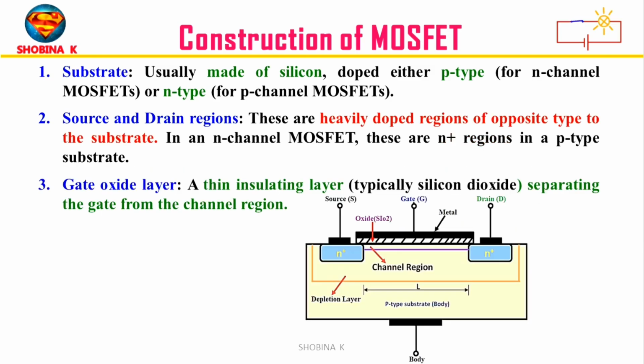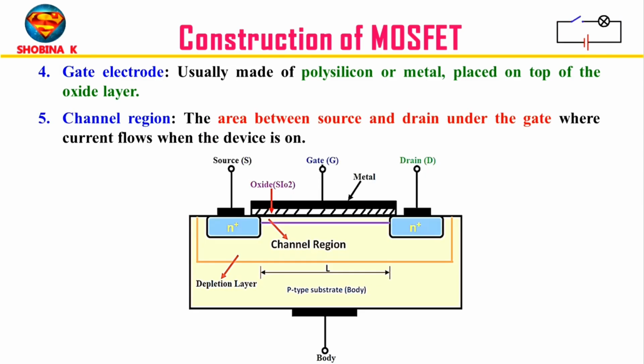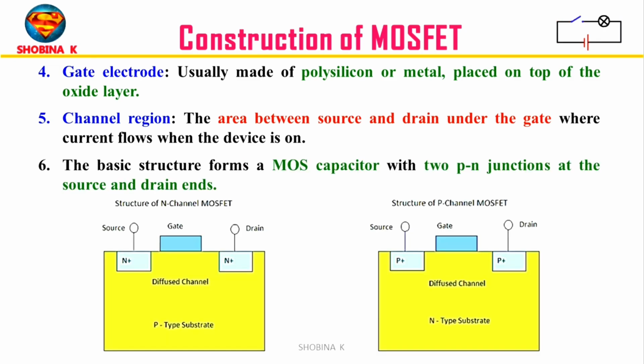Next, gate oxide layer. It is a very thin insulating layer that separates gate from the channel region. It is usually made of silicon dioxide. It stops the current flowing into the gate from the channel. Gate electrode is usually made of polysilicon or metal. It is positioned on top of the oxide layer. Next, channel region. It is the area between source and drain under the gate. Here is where the current flows when the device is on. The basic structure of a MOSFET acts like a MOS capacitor. There are two PN junctions formed at source end and drain end.